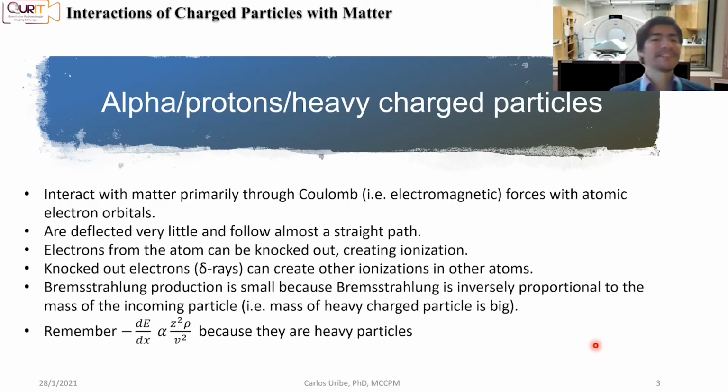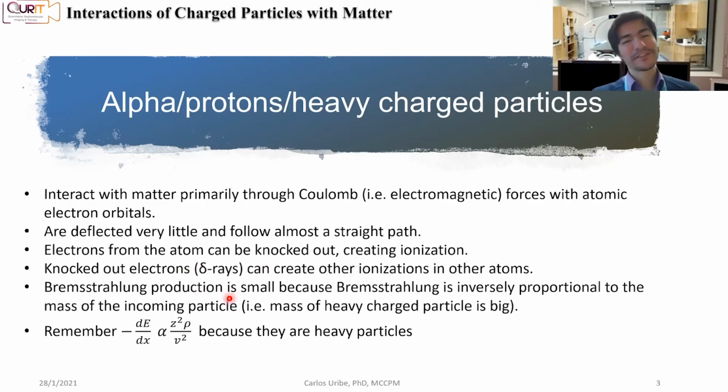And this is just a little summary of what we've talked about for charged particles. When we talk about alpha particles, protons and heavy charged particles in general, they interact with matter primarily through Coulomb effects. This is electromagnetic forces. They are deflected very little and follow almost a straight path. Electrons from the atom can be knocked out, and that creates ionization. If those knocked out electrons can create other ionizations, we call those delta rays.